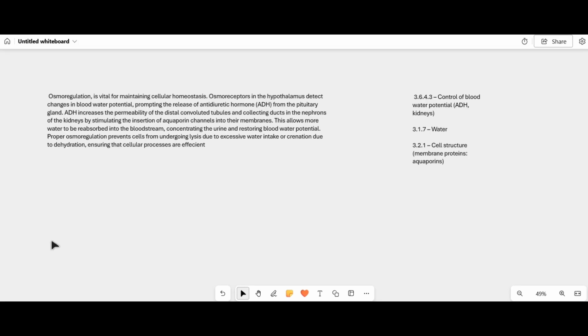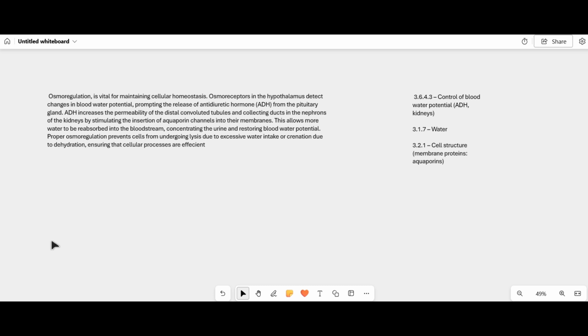Cool. It's paragraph 7 or whatever. Alright. Cool. So here I'm gonna talk about topic 6. So I'm gonna bring topic 6 into that to get more marks here. Remember, you need 3 different parts of the course here. Alright. Calm. So here I'm gonna talk about ADH and control of water potential, blood water potential, osmoregulation, all of that. Yeah. So osmoregulation is vital for maintaining cellular homeostasis. Yeah. Calm. Osmoreceptors in the hypothalamus detect changes in blood water potential, yeah.